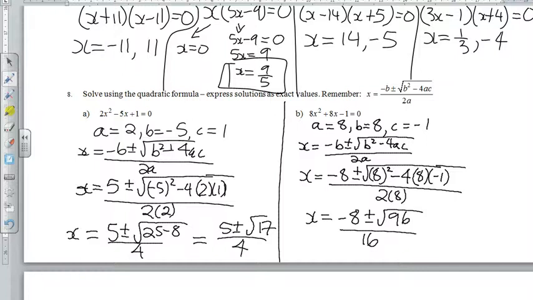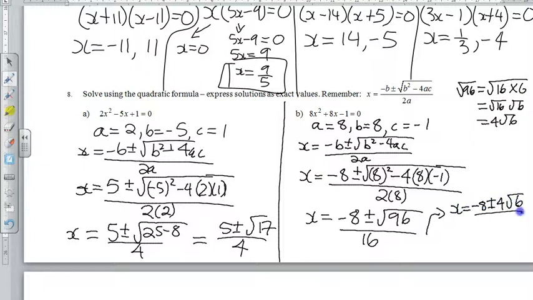Now, root 96 simplifies. It's a radical. So root 96 is equal to the root of 16 times 6. I'm looking for a perfect square. We're going to do a page of this in a second. So root 16 root 6 is 4 root 6. So x is equal to negative 8 plus or minus 4 root 6 over 16.